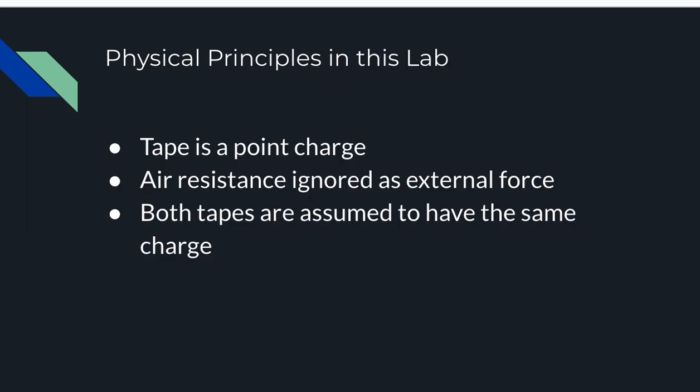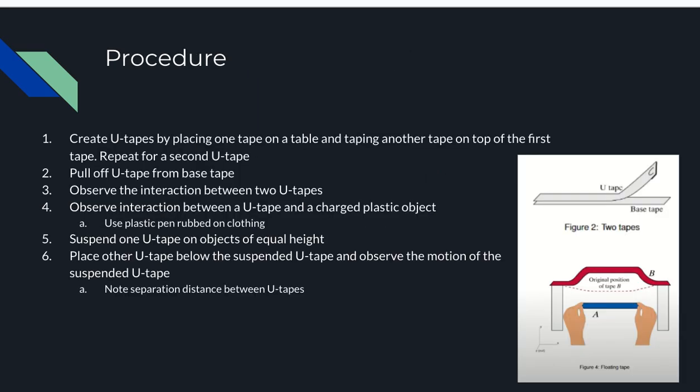The physical assumptions were that the tape is a point charge, air resistance was ignored as an external force, and both tapes are assumed to have the same charge. This was the procedure involved to create the U-tape and suspend it.